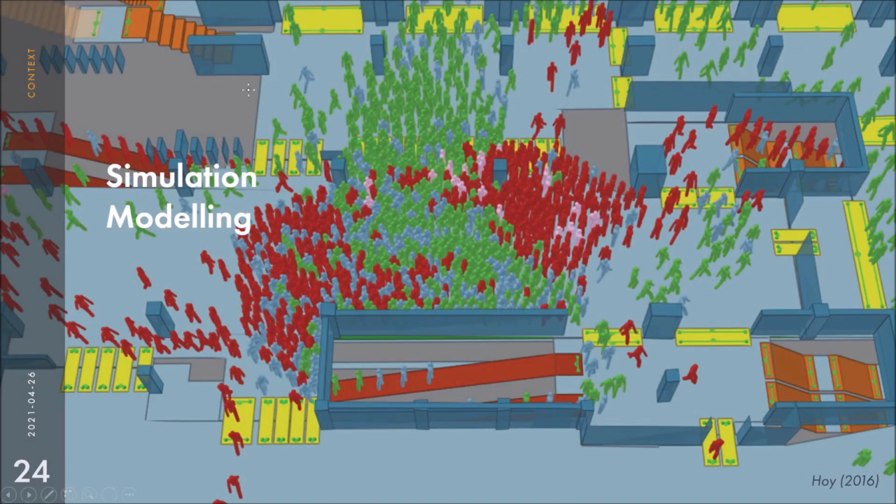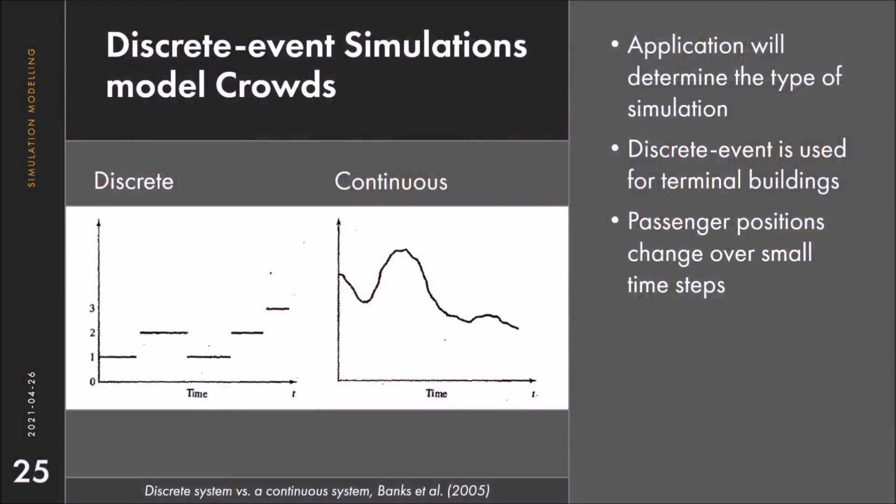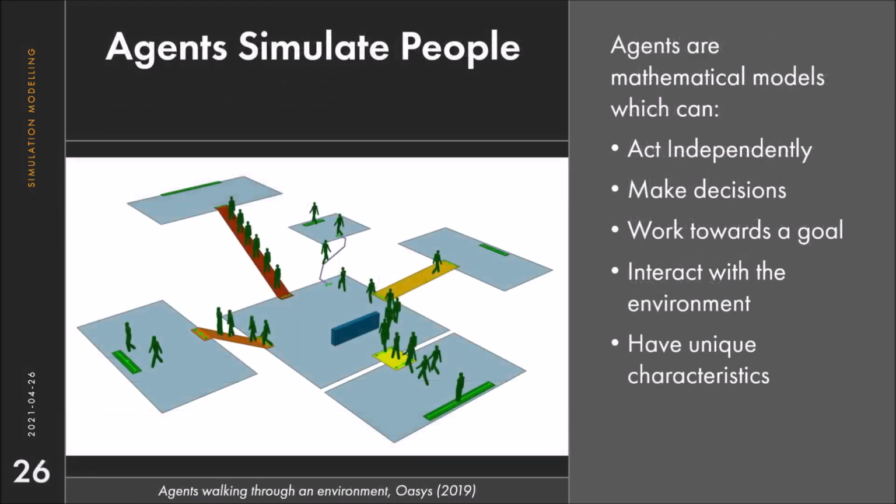Simulation modeling. There are different types of simulations depending on the application in an airport, but terminals commonly use discrete event simulations to model crowds, which updates passenger movement in small time steps instead of continuously. Passengers are commonly represented using intelligent agents. An agent is a simulated object that has the ability to make their own decision to achieve some goal. Agents are also able to interact with their surroundings based on some defined characteristics or behavior.